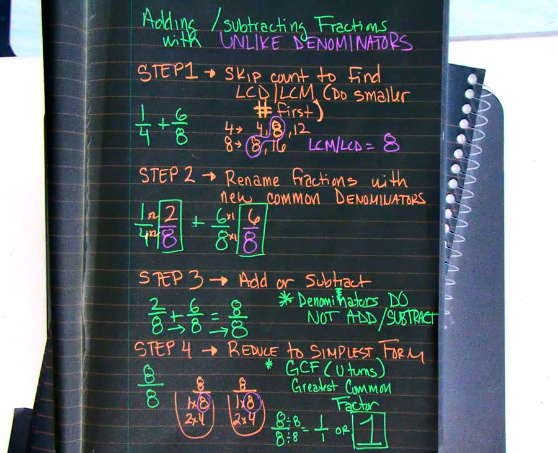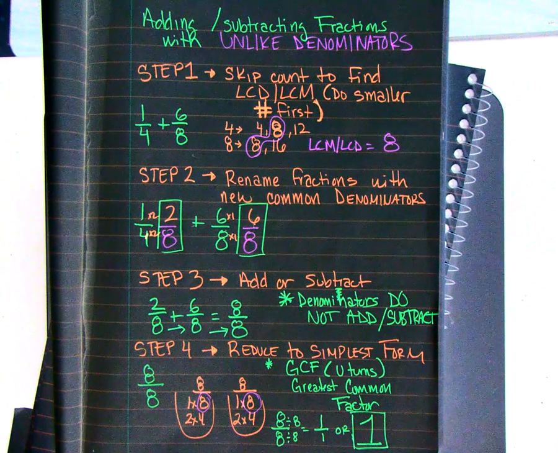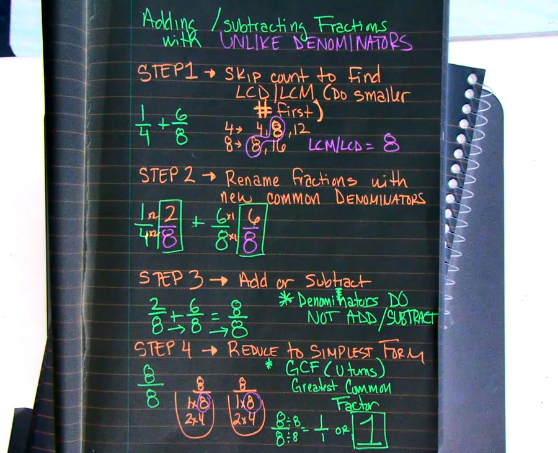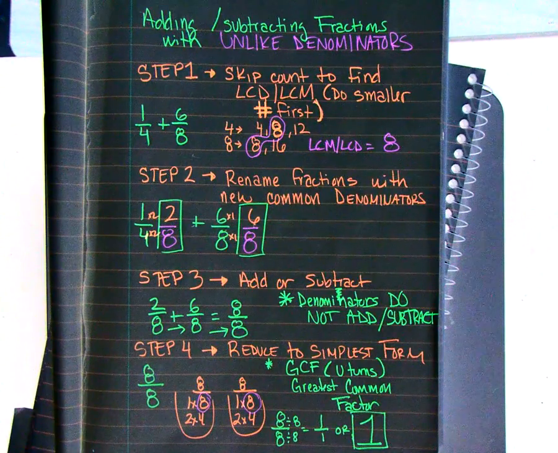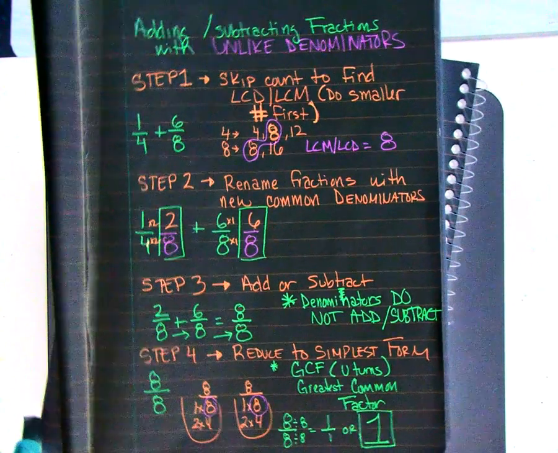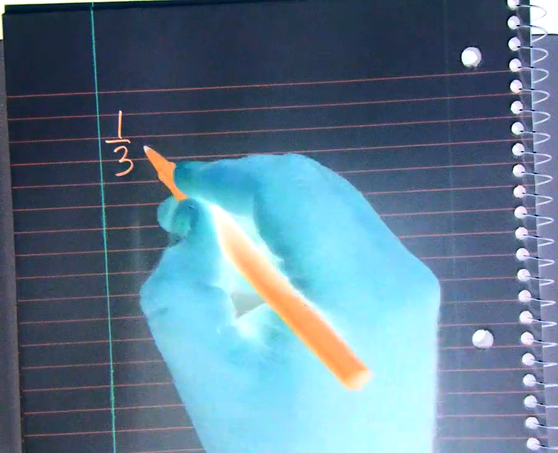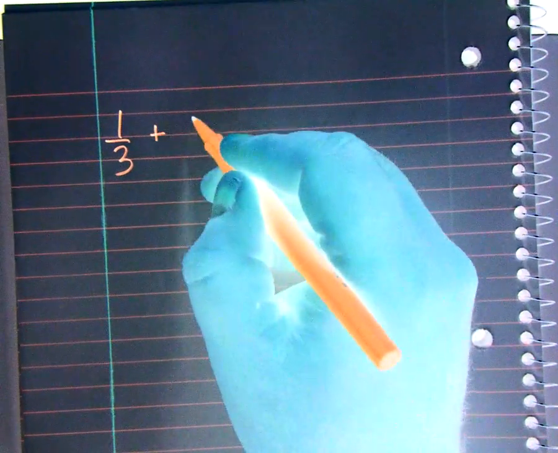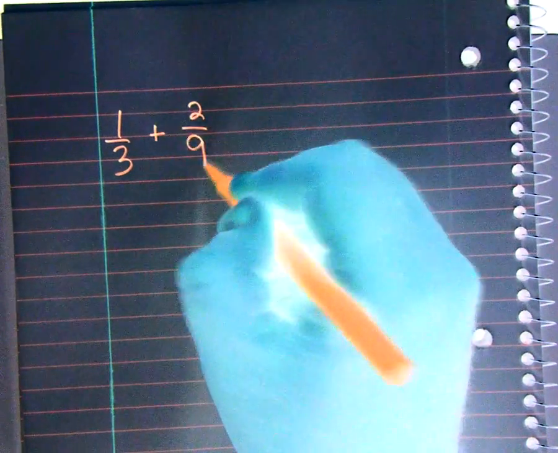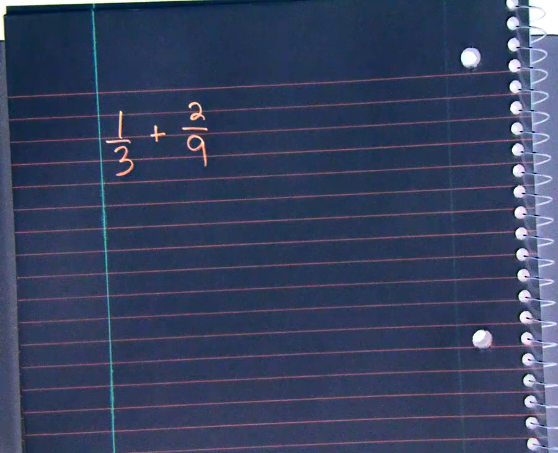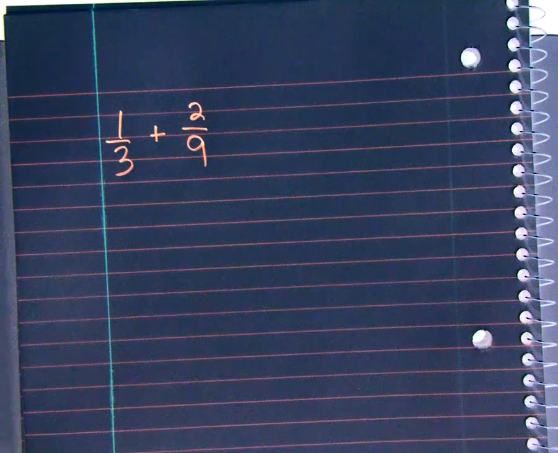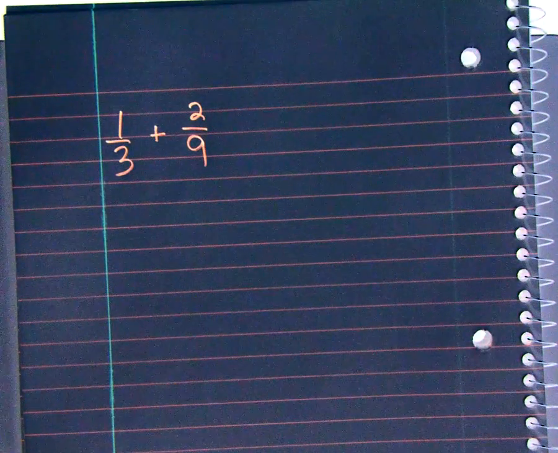And basically these are the steps we'll follow anytime we add or subtract fractions that have different denominators, or unlike denominators. So we'll go into a couple of examples. Move this out of the way. And we'll just follow the steps just as they're listed. Let's do 1/3 plus 2/9. Now step 1 says we skip count to find the least common denominator.